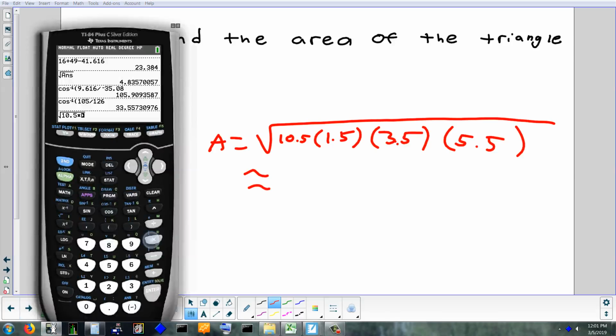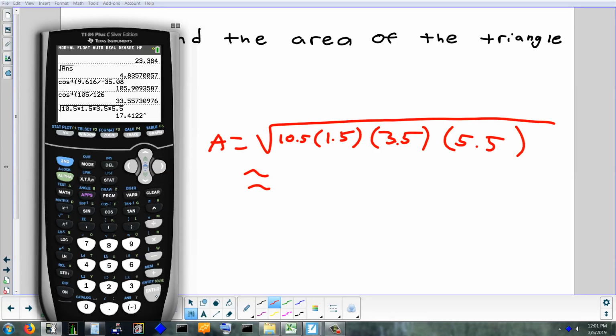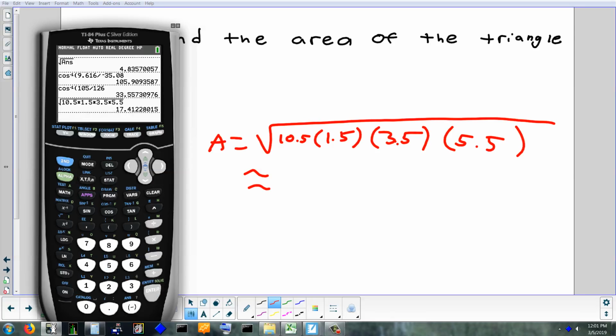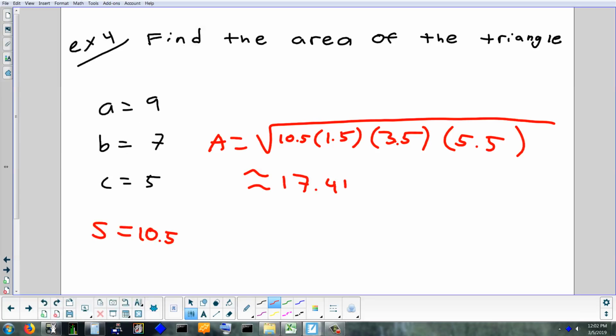So the square root of 10.5 times 1.5 times 3.5 times 5.5. So the area of the triangle, without using law of cosines, we totally avoided it, is 17.41 square units. If you don't like Heron's formula, just do law of cosines and find an angle, but I think that takes longer.